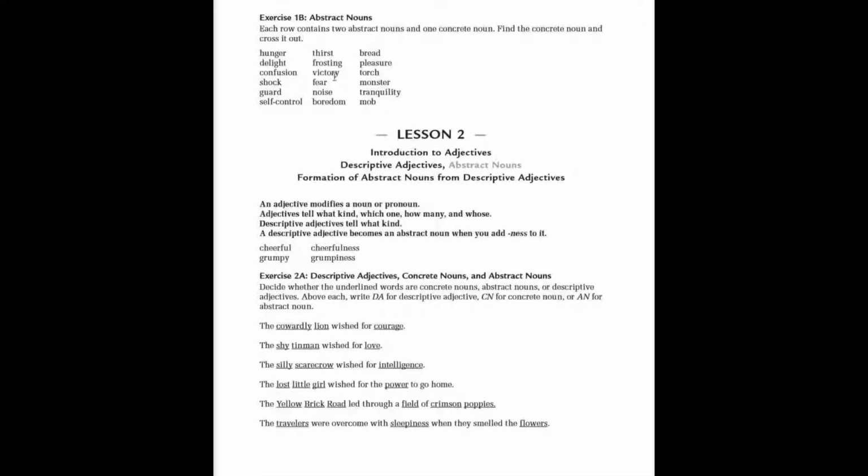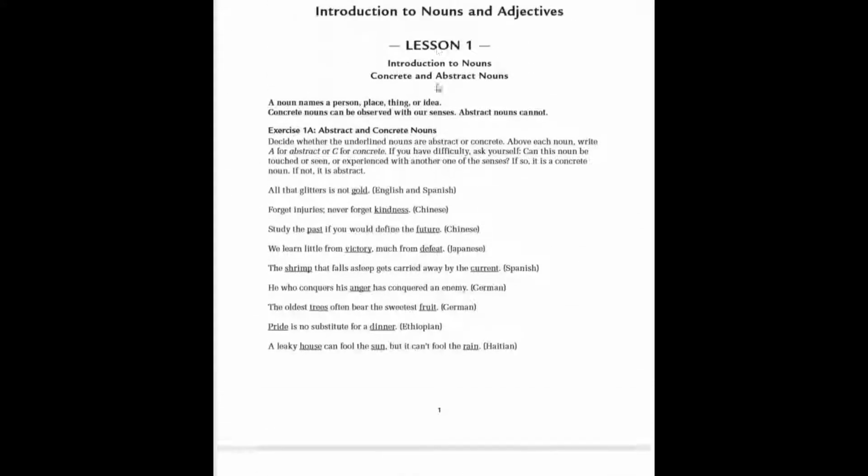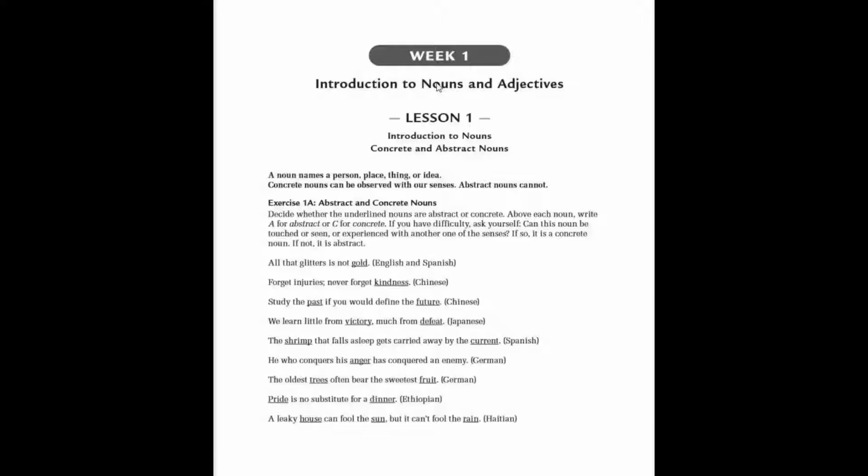All right, now exercise 1B. Each row, this is your row, these are columns, rows go across. Each row contains 2 abstract nouns and 1 concrete. Find the concrete noun and cross it out. So on your paper, of course, you'll look at hunger, thirst, bread. You'll figure out which one of those is concrete and write it down on your paper. And that's all you do. Okay, so I'm going to put it back up here and you can just pause it for as long as you need it and do this part here. When you're ready, turn it back on and I'll put it on the next one.